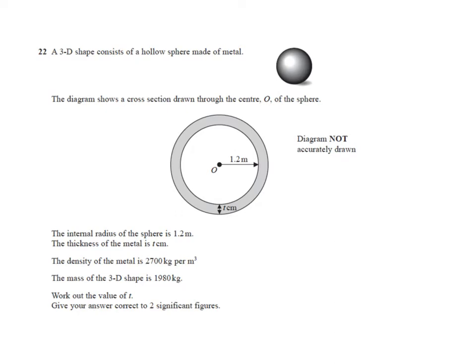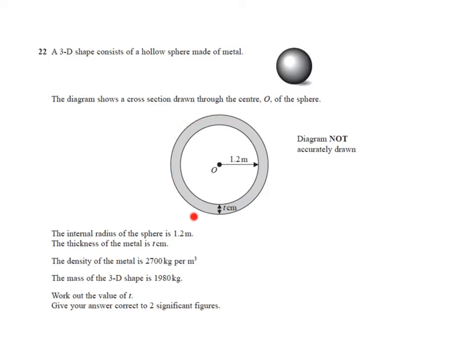Let's see what information I'm given. The diagram shows a cross-section drawn through the center O of the sphere. So I see the radius of the small sphere, which is missing inside, and this is the big sphere. The internal radius of the sphere is 1.2. When I read the question, I check the information on the diagram as well. The thickness of the metal is t centimeters. Again, while reading, I'm thinking, what can I do with this information?